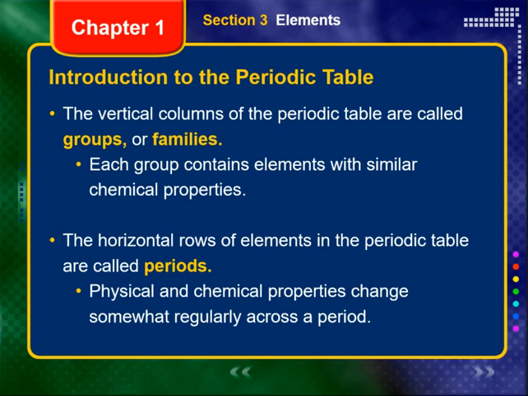Elements that are close to each other in the same period tend to be more similar than elements that are farther apart. For example, in period 2, the elements lithium and beryllium, in groups 1 and 2 respectively, are somewhat similar in properties. However, their properties are very different from the properties of fluorine, the period 2 element in group 17.